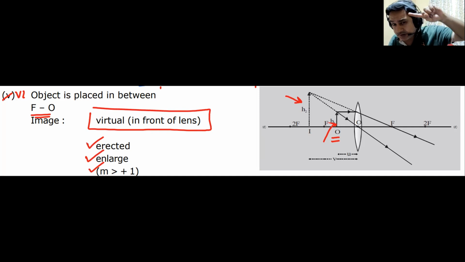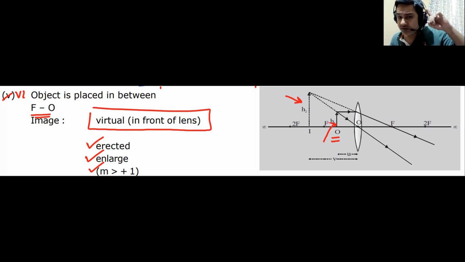Only in one case, concave mirror was forming a virtual image. That virtual image was always enlarged. What was that case? For a concave mirror, the object was placed between F and O. Here also same thing. So if you understand concave mirror, you have understood convex lens and vice versa. For the same positions, we are getting the same type of image, same type of magnification, wherever they are formed.